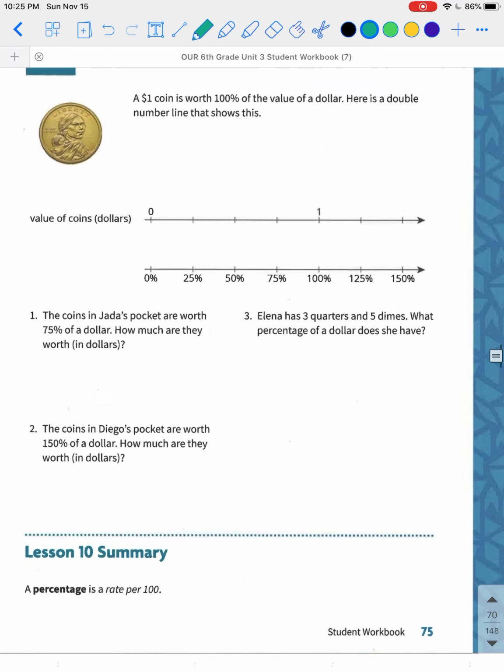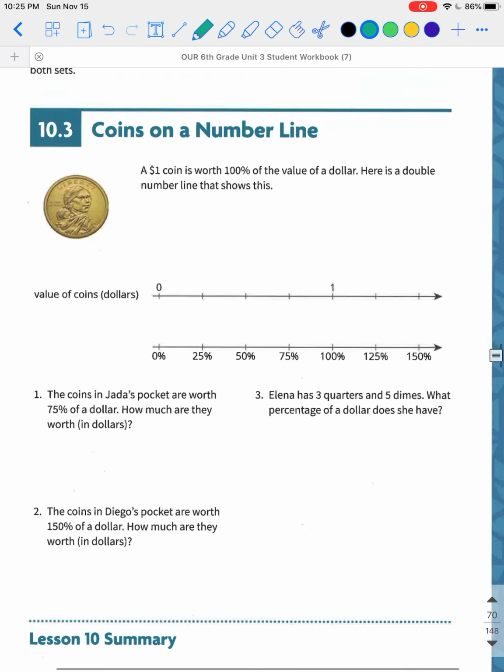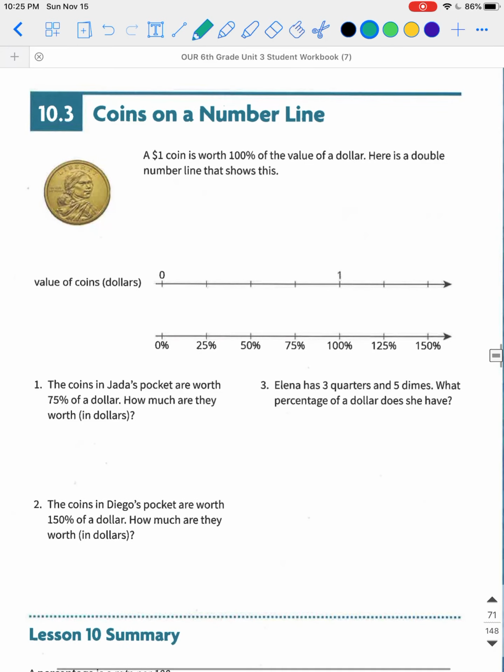All right, let's come to activity 10.3. So turn your page. All right. A dollar coin is worth 100% of the value of a dollar. Here's a double number line that shows this. So we just used our table. Now we're going to look at the double number line. So we have our dollar coin is 100% of a dollar. So here's our value of coins in dollars. So 1 full dollar is 100%.